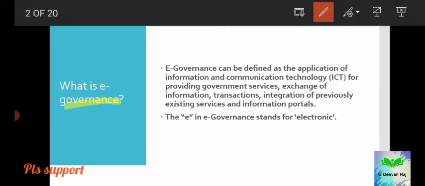E-governance can be defined as the application of information and communication technology for providing government services, exchange of information, transactions and integration of previously existing services and information portals. So e-governance can be defined as the application of information technology or computers when it comes to governance and providing other services to a citizen.